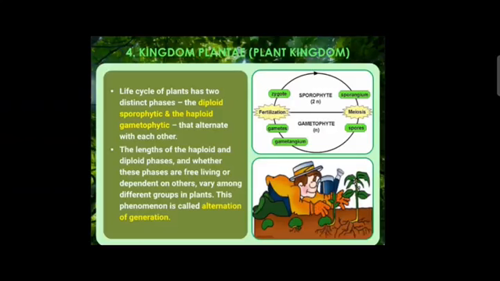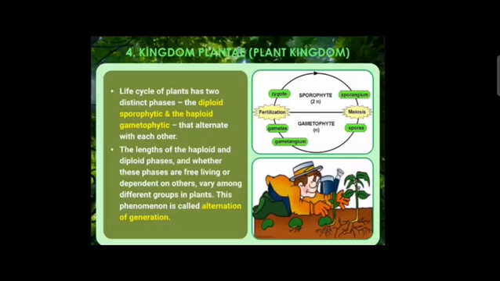So here the lengths of the haploid and diploid phases, and whether these phases are free living or dependent on others, vary among different groups in plants. Means it will be different in algae, it will be different in bryophytes, it may be different in pteridophytes. So which are the groups we have seen in the last slide. So it varies in the different groups of the plants.